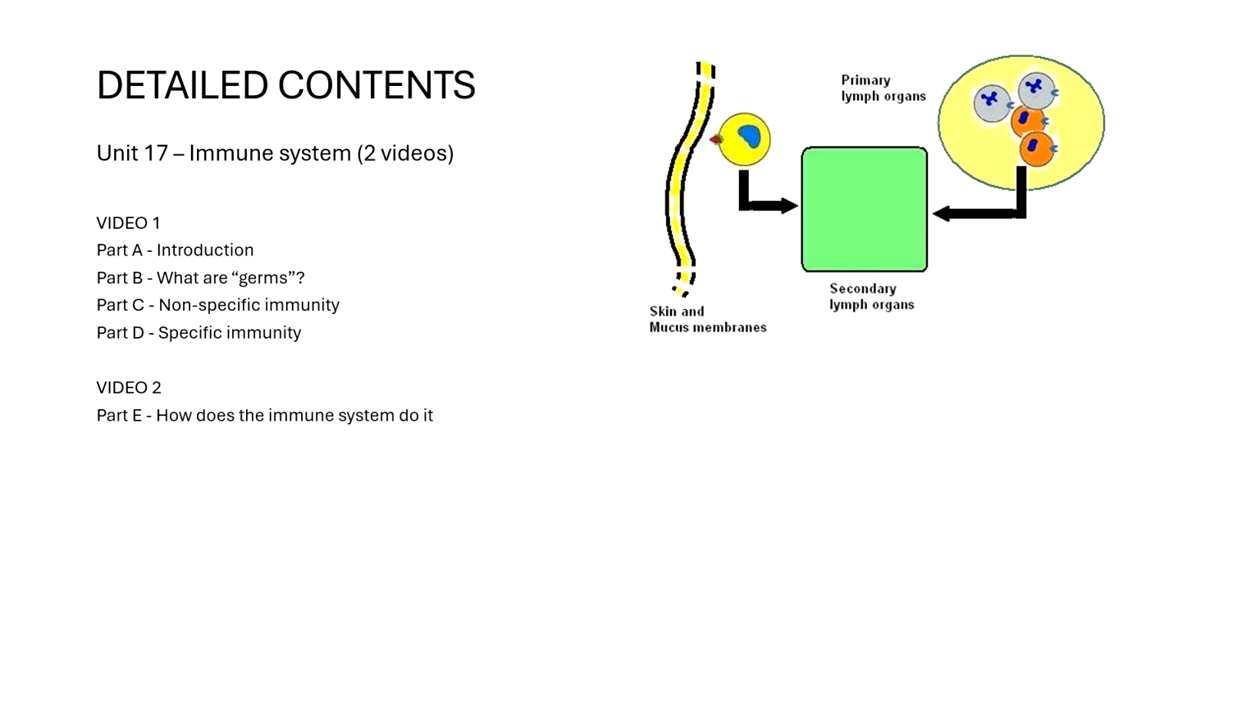Video 2 includes how does the immune system do it? Part F, how are specific T cells and antibodies produced? Part G, how are the antigens neutralized or destroyed?